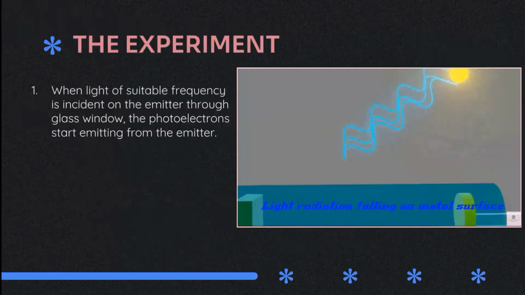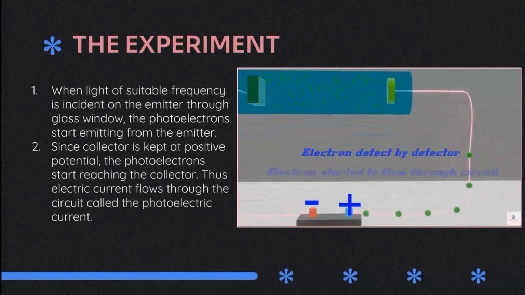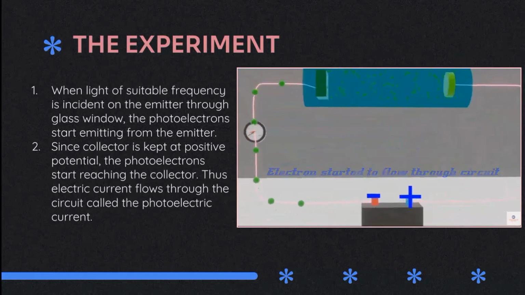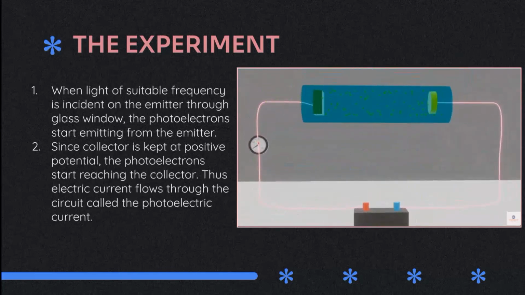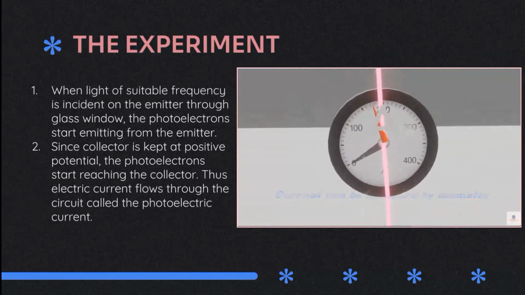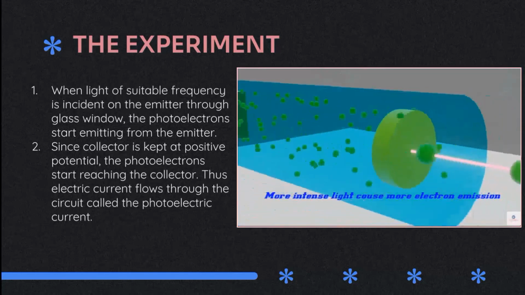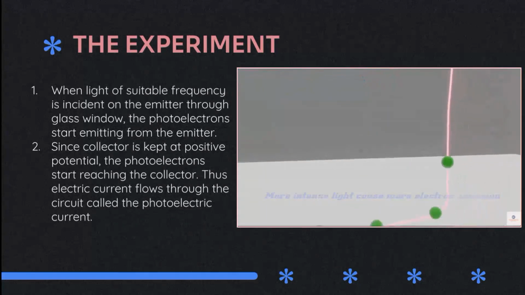The experiment. When light of suitable frequency is incident on the emitter through the glass window, the photoelectrons start emitting from the emitter. Since the collector is kept at positive potential, the photoelectrons start reaching the collector. Thus, an electric current flows through the circuit, called the photoelectric current.